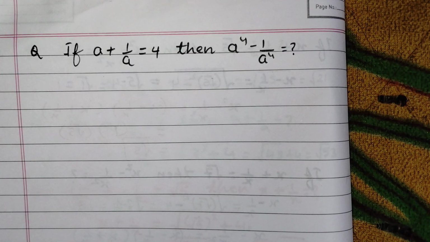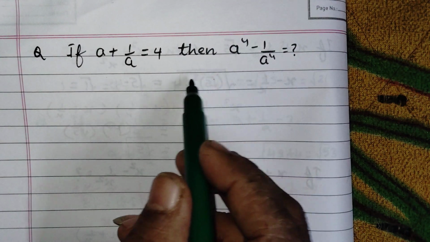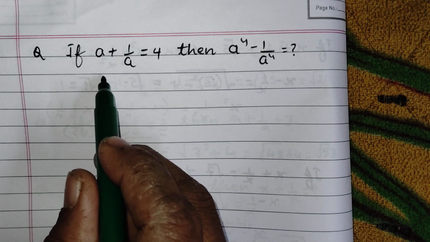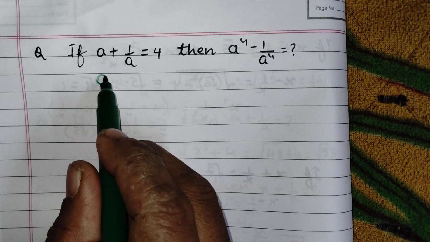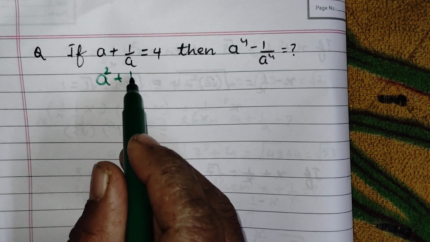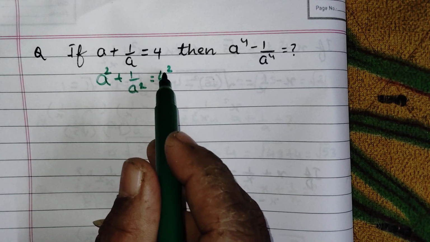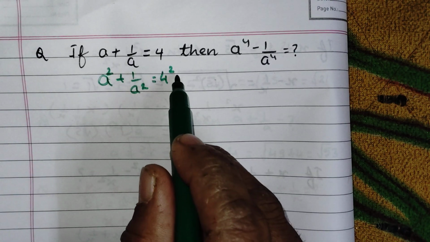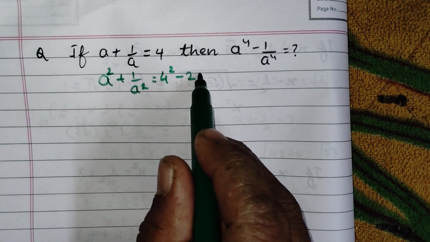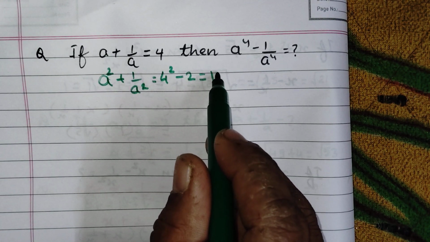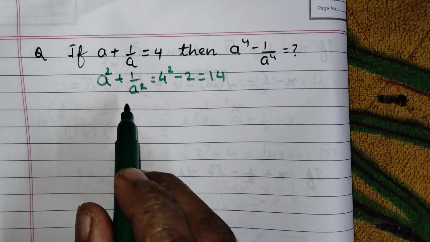Our next question is, if a plus 1 upon a equal to 4, then find a raised to power 4 minus 1 upon a raised to power 4. In this question, first we find a square plus 1 upon a square. Squaring both sides, it gives a square plus 1 upon a square equal to 4 square. Since there is a plus sign given, we write minus 2, the opposite of this sign. 4 square is 16, minus 2 we get 14. So a square plus 1 upon a square is 14.